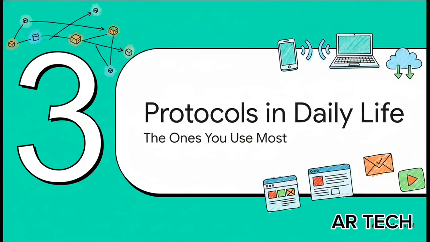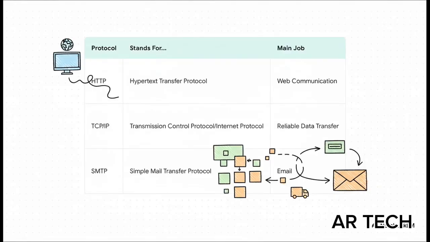Okay, so that's the what. But where do you actually run into these things? The answer is literally everywhere all the time. Let's look at a few of the big ones you're using every single day, probably without even realizing it. You can see right here how different jobs need different rulebooks. When you're just browsing a website, your browser is using HTTP. That's the protocol for web pages. Sending an email, that's a different protocol called SMTP, Simple Mail Transfer Protocol. And holding pretty much all of it together is the workhorse TCP/IP. Think of it like the world's most reliable postal service, breaking your data into little packets and guaranteeing every single one gets where it's going.